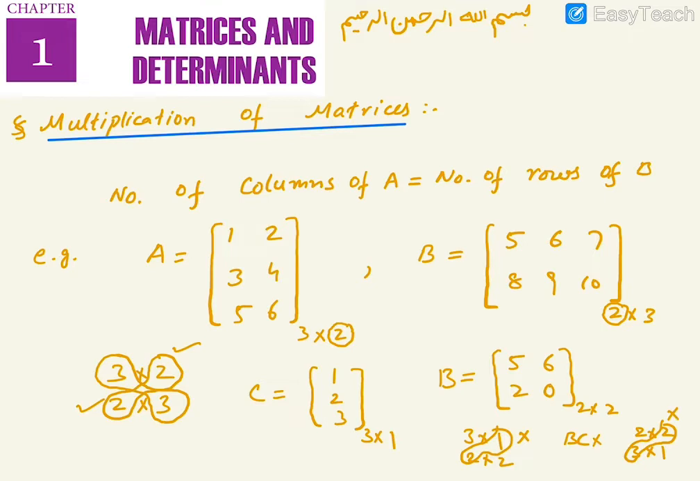Here, is BA possible? AB is already possible. The product BA, is it possible or not? So first write the order of B, 2 into 3, and then write the order of A, which is 3 into 2. Yes, this one is also possible. BA is also possible. And the order of the resultant matrix will be 2 into 2. Means after multiplication, the order of the answer will be 2 into 2.